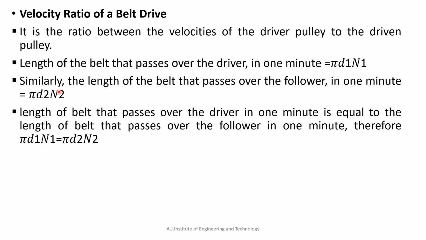So how can we write it? For driven, we are giving number 2. Next, the circumference of the driven pulley is pi d2 into the speed of the driven pulley or follower, which is n2. So it is given as pi d2 n2. So this is pi d1 n1 for the driver, and pi d2 n2 for the driven. Then equate both equations, pi d1 n1 and pi d2 n2.